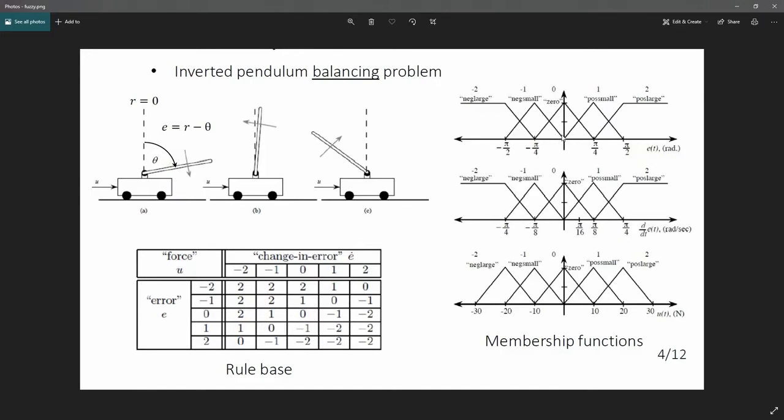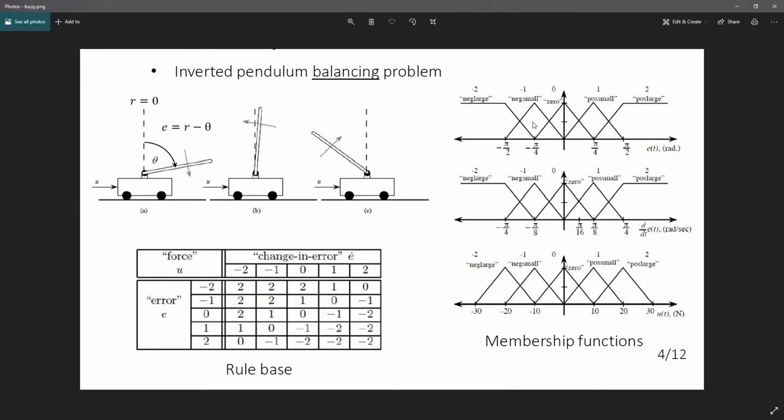Here, over here, there are many different membership values. If it's around here, the membership value of the 0 set is lower than the membership value of negative small. And then it will go to the defuzzification process for the output. This is how vague fuzzy logic is.